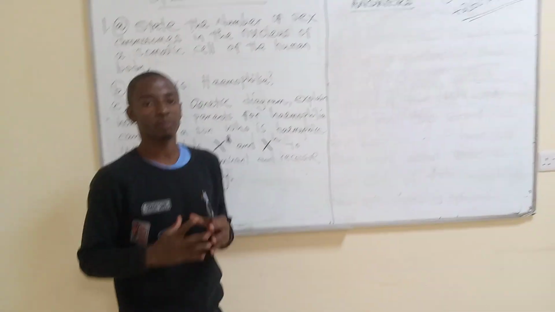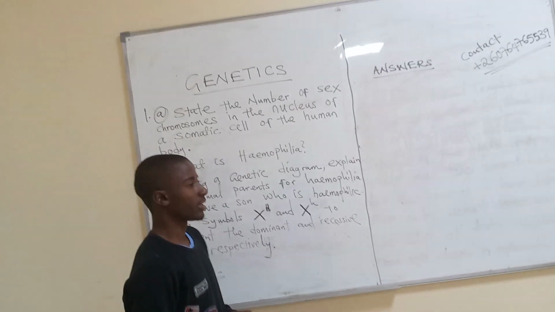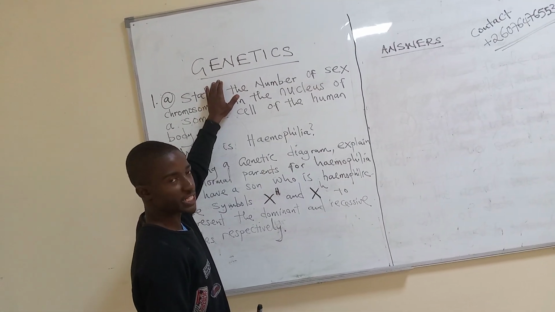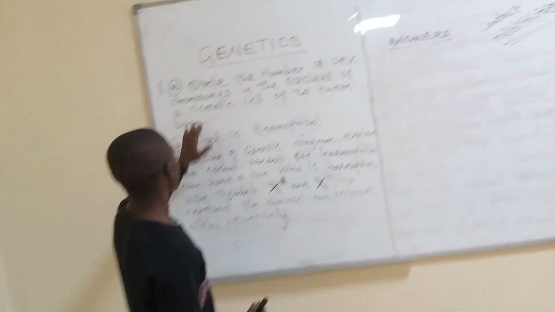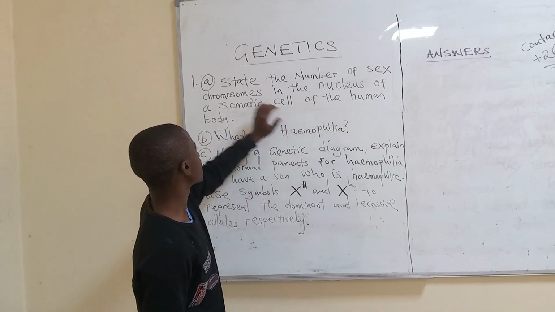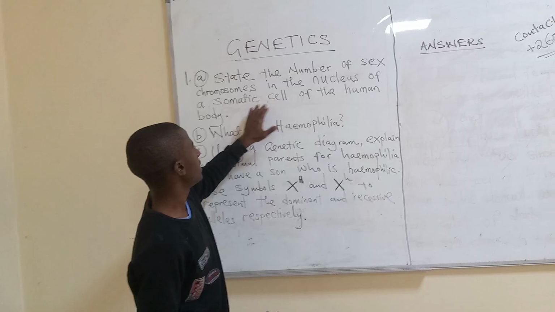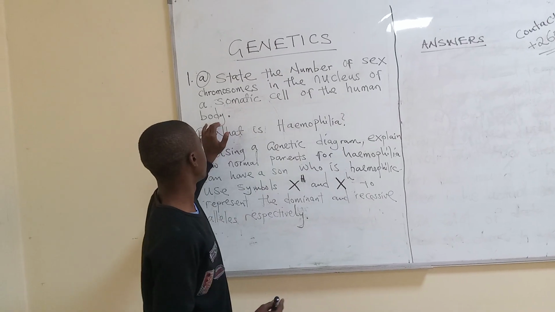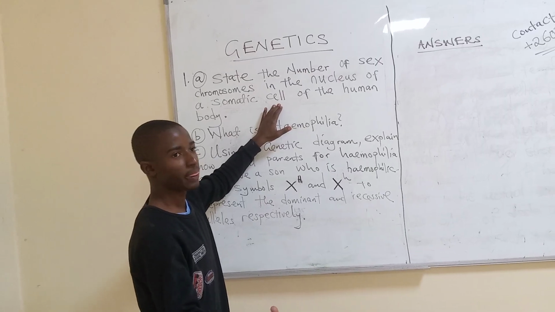My name is Mulutula and we are going to revise together the topic called genetics, the topic in biology. So the question reads, state the number of sex chromosomes in the nucleus of a somatic cell of a human body. So a somatic cell, that is just the body cell.